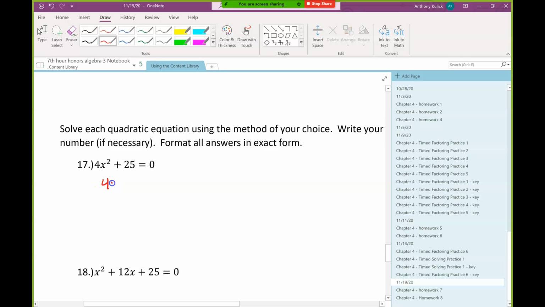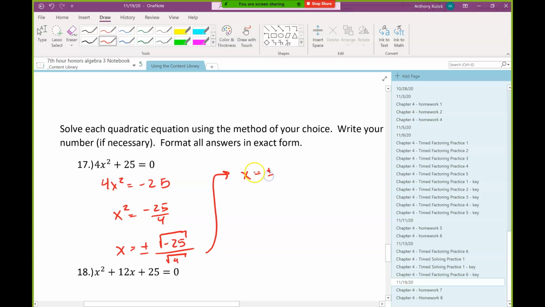So using the reverse order of operations, I'll start by subtracting 25 from both sides. And then I'll divide both sides by 4. And then when we square root both sides, the squared cancels with the square root. Because I'm doing it to both sides, I get a plus or minus. And then I get a square root of a fraction as the square root of the numerator over the square root of the denominator.